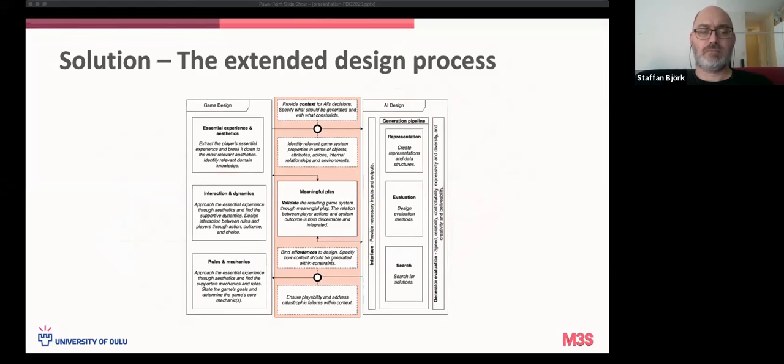If we want to define our game context more explicitly, we can do so by identifying the relevant system properties. As we transition from the AI design side, we should ensure playability and address failures in content generation. Finally, we strive for meaningful play by making sure that the relation between player actions and system outcomes is both discernible and integrated. As the prototype becomes more mature, the more this interaction matters.